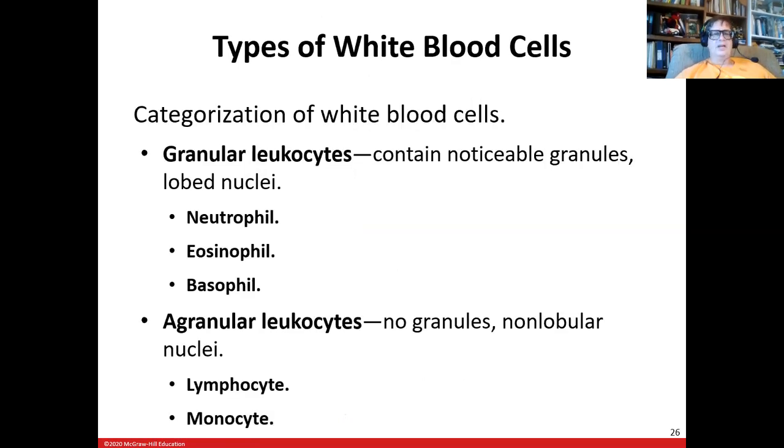Let's move on. All right, so categorization of white blood cells, just like the pretty picture before us said, granulocytes have noticeable granules, and especially the neutrophil has lobed nuclei, major lumpy nuclei. Agranulocytes have no granules and no lobes. The nucleus looks like you would expect a nucleus to look like based on all the other things you've seen about cells and their nuclei.